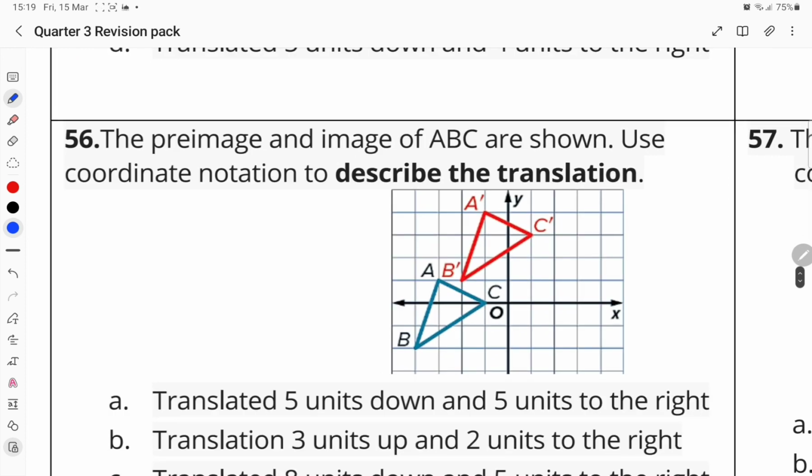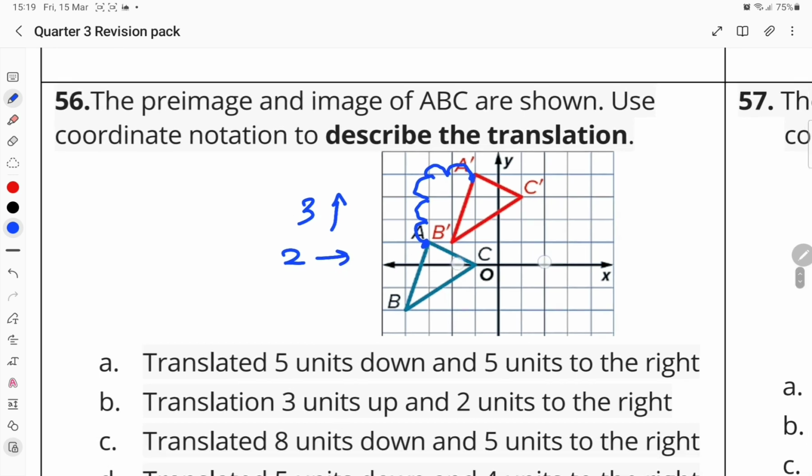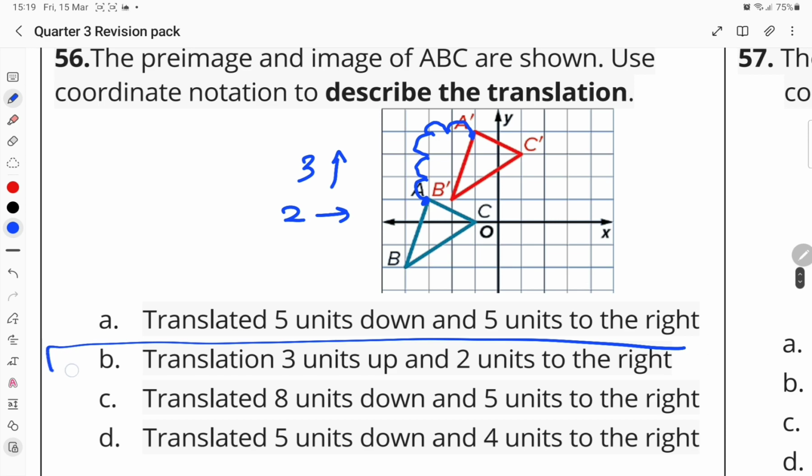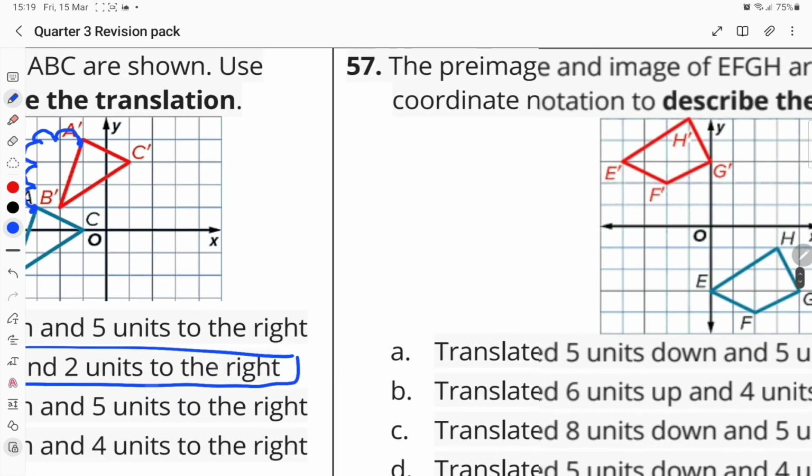56. The pre-image and the image of ABC are shown. Use coordinate notation to describe the translation. Again, from A to A prime. Let's count. 1, 2, 3. I went up 3 steps and 1, 2, 2 to the right. So 3 units up and 2 units to the right.